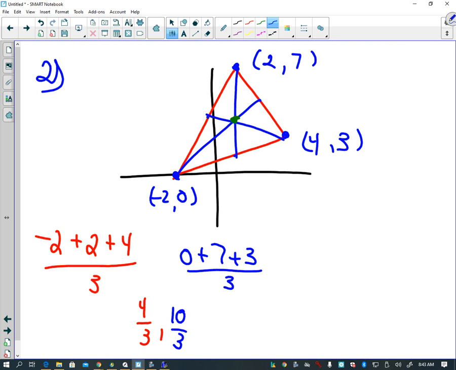Okay, so that's the easiest way to find the coordinates of the centroid: add all 3 of your x values up, divide by 3. That's going to give you the x value of your centroid. Add up all of your y values, divide by 3. And that's going to give you the y value of your centroid. Does that make sense? Okay, that is the easiest way. That is not in your book.